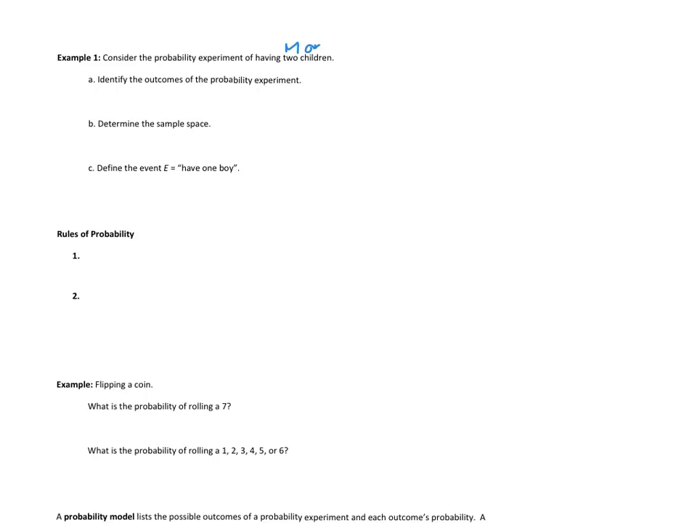So if you were to have 2 children, there it is. You could have 2 males. You could have 2 females. You could have a male first and then a female, or you can have a female first and then a male. So the sample space in this case is just the collection of all those outcomes.